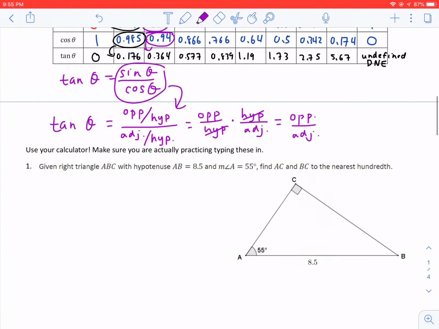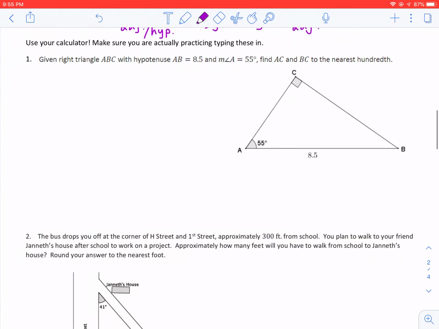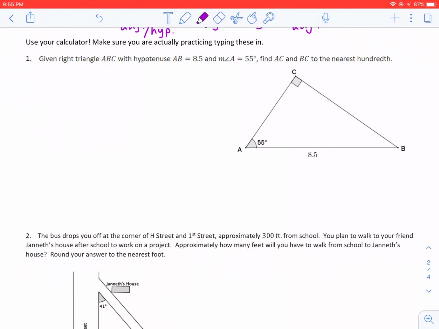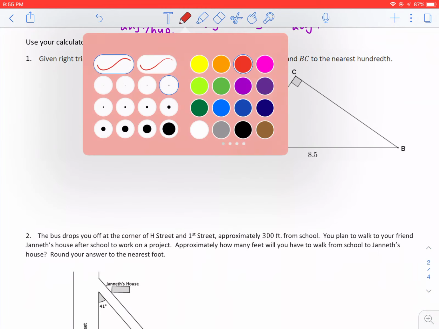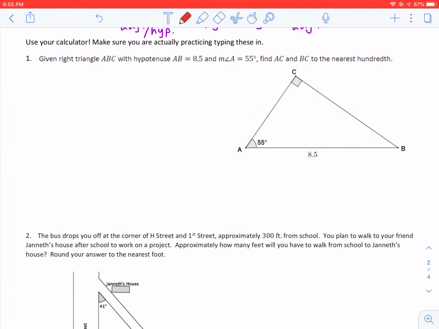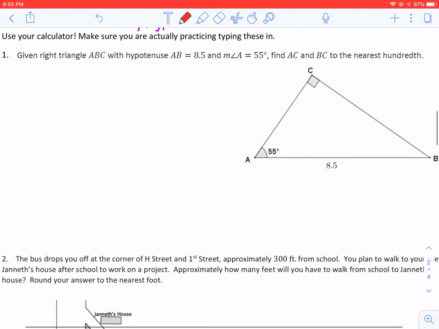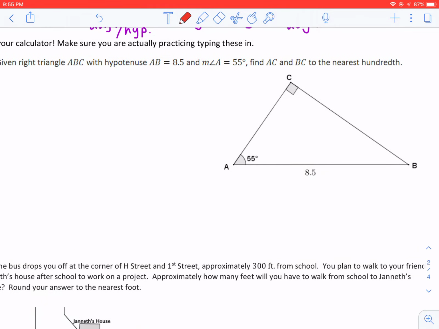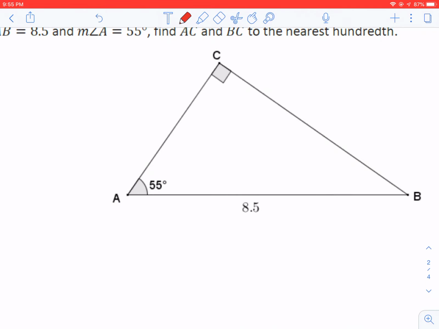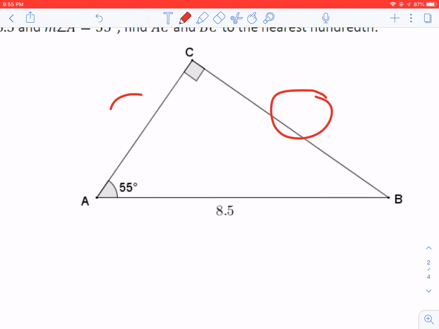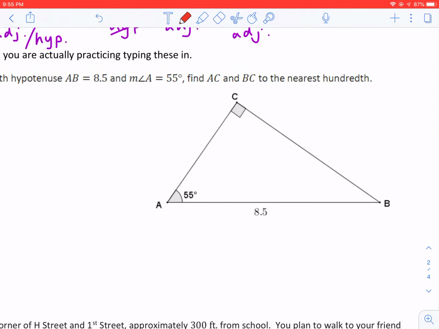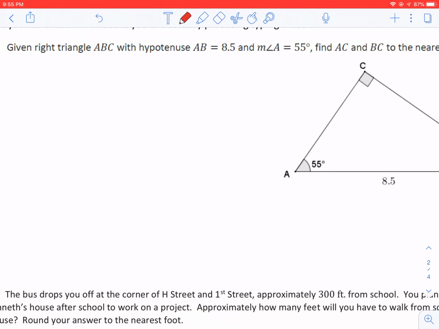Alright, so now that we got all of that, let's solve some problems. Make sure you have your calculator, because you need to practice typing them in and using it. So number 1 here: given right triangle ABC with hypotenuse AB, measure of angle A is 55, find AC and BC to the nearest hundredth. Before with right triangles, we were finding the missing lengths using special right triangles, like a 30, 60, 90, or 45, 45, 90. Well, this is not a special right triangle, so we're going to have to rely on trig values.